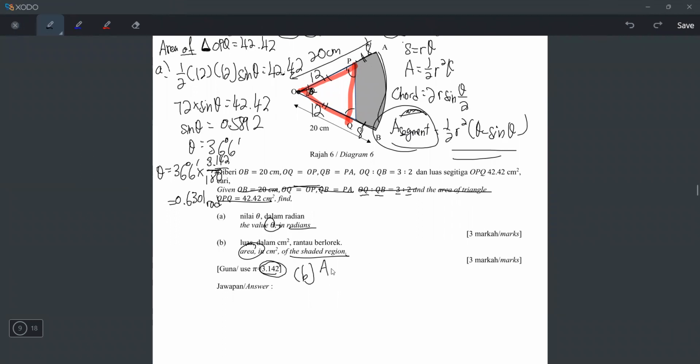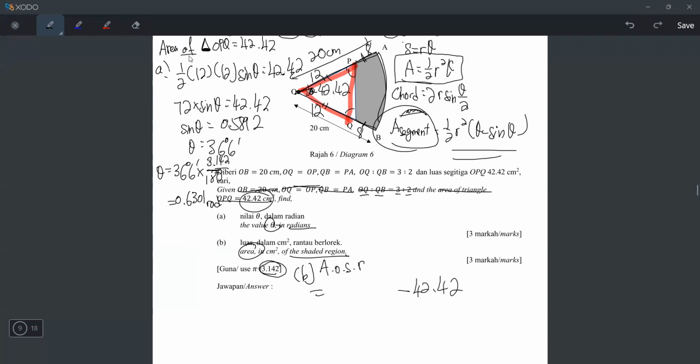It means to find the area of the shaded region, first you have to get the area of the big sector minus the area of the triangle. And I already know the area of the triangle, 42.42. It means I just have to find the area of the big sector. The question gave me this one. Of course, you can do it again, but no need. You already know it. And then you just find the area of the sector now.